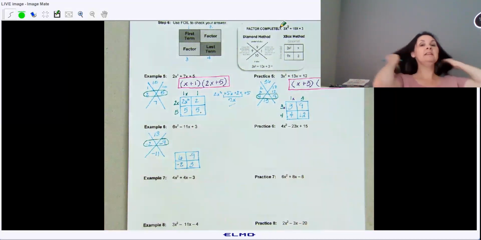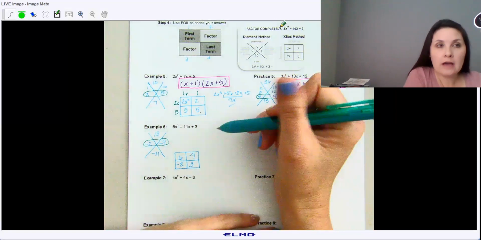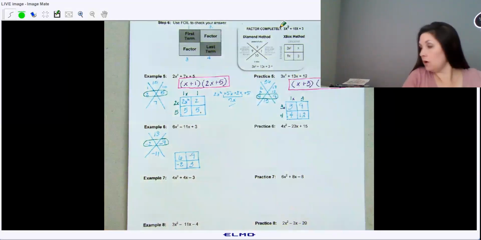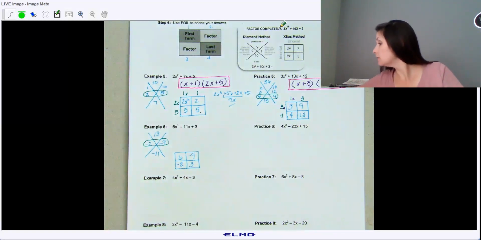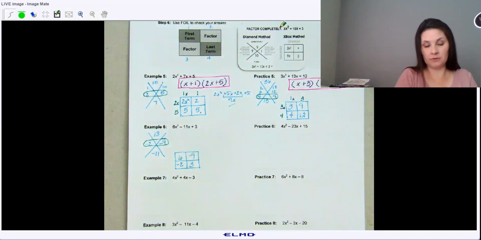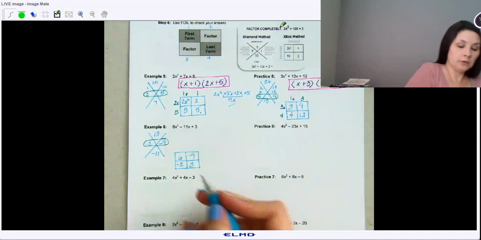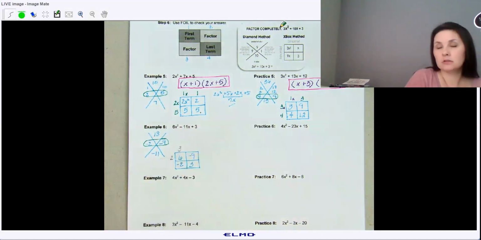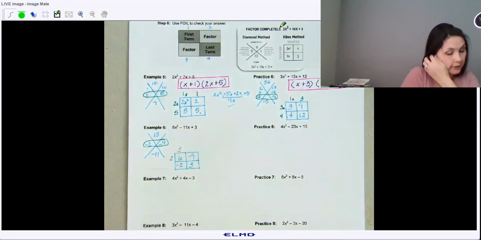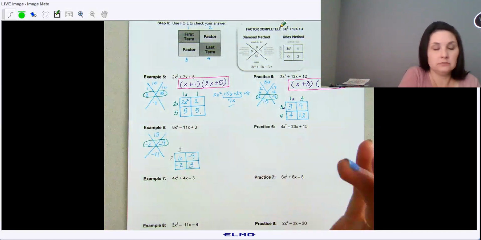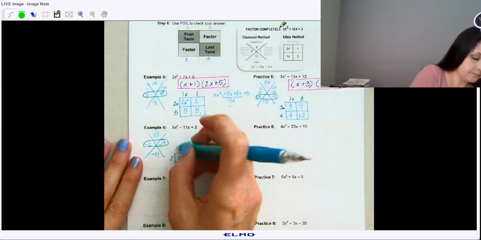So now you get to the point where you have multiple factors and you're like, well, what do I put first? So I'm gonna use a pencil real quick to show you how sometimes you might have to change up your box a little bit. So I know that 3 times 2 is 6. So if I put 3 here and 2 here, okay, that works. But look at this, 3 times what gives me negative 2? Well, nothing. Okay, so that's not going to work here.